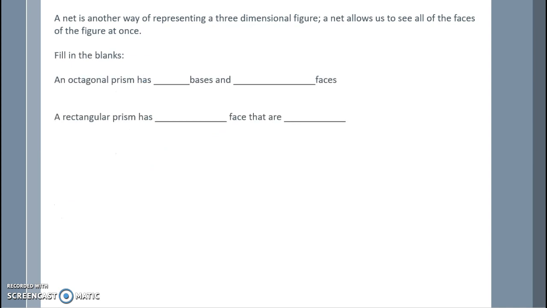Fill in the blanks. An octagonal prism has how many bases and how many faces? A rectangular prism has how many faces that are what shape?